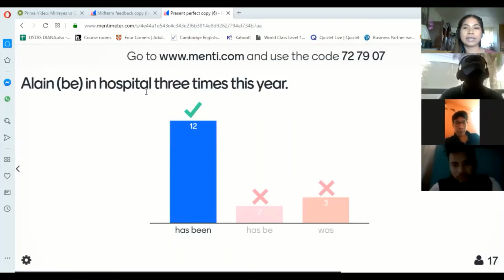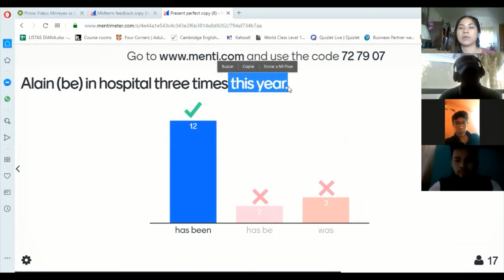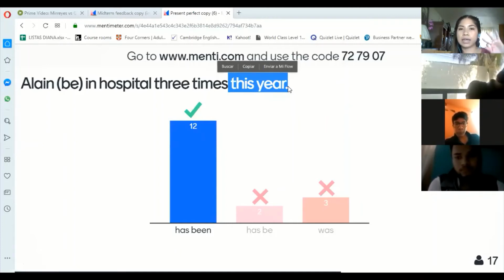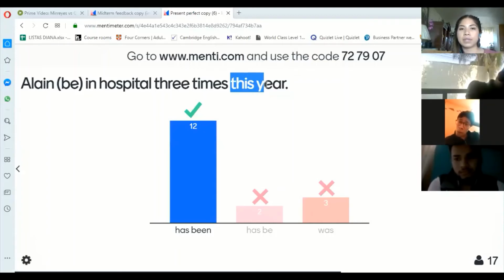Este hombre ya ha estado en el hospital 3 veces en lo que va del año, y como no ha terminado el año, decimos que es presente perfecto. Puede que vuelva a ir al hospital 4, 5, 6, 7. Como todavía no termina el año, utilizamos present perfect, cuando el periodo de tiempo no ha terminado. ¿Qué pasa si digo ayer, el año pasado? Ahí sí es pasado. I was at the hospital 3 times last year. Ya no hay manera de que vuelva a estar en el hospital en el 2019 porque ya terminó. ¿Ok? So if the period of time hasn't finished, we use present perfect.